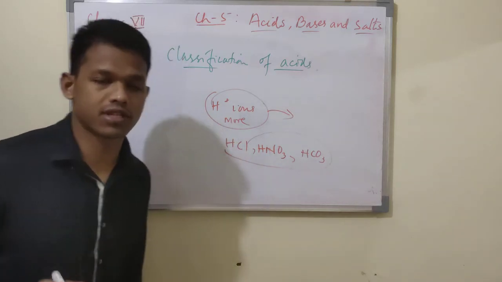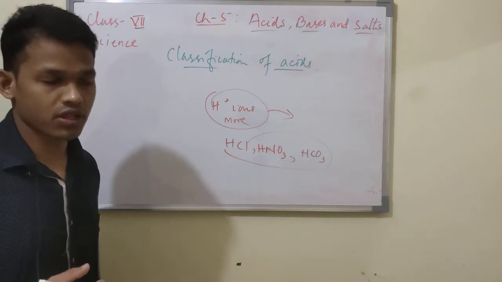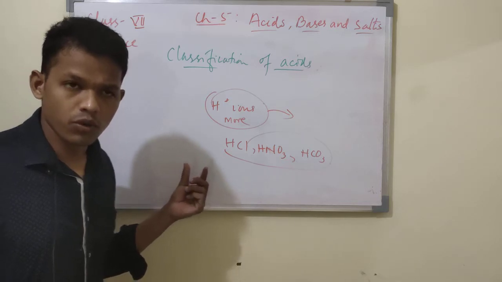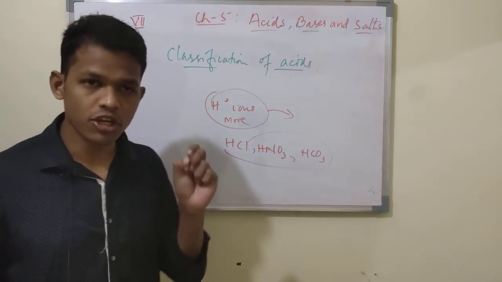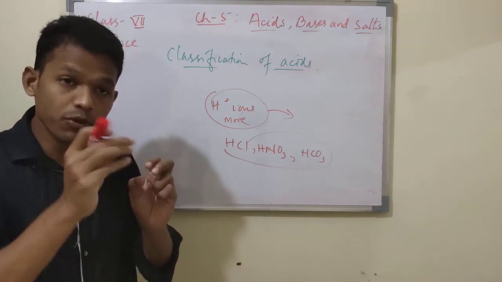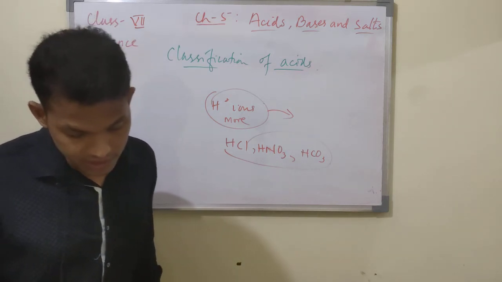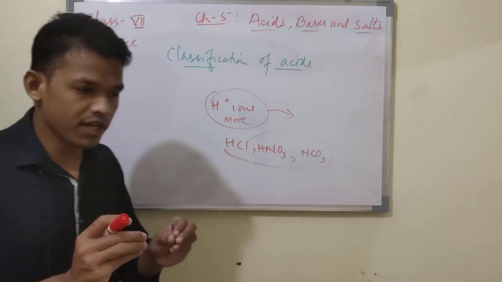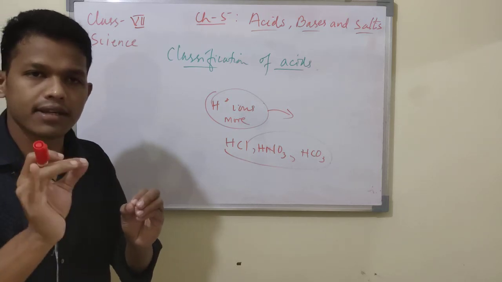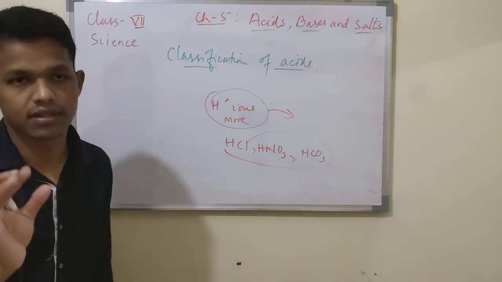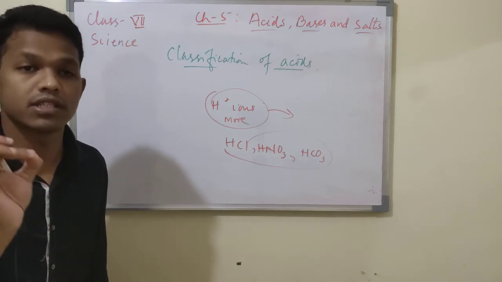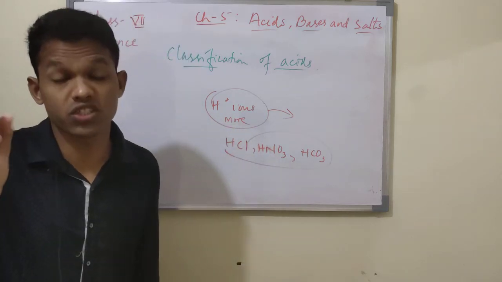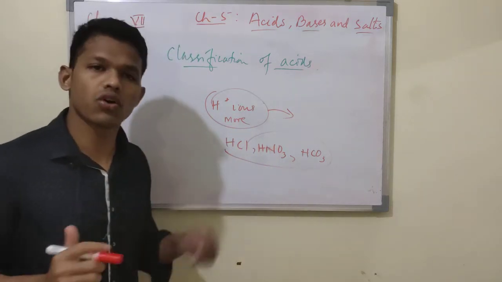Then the third type is on the basis of strength: concentrated, and another one is dilute. Concentrated means the percentage of acid is more. Got it now? In this acid, the content of water is very little or there is no water. So the percentage of acid is more, 99%. These are called concentrated acids. They are also called strong acids. Concentrated acids are strong acids.